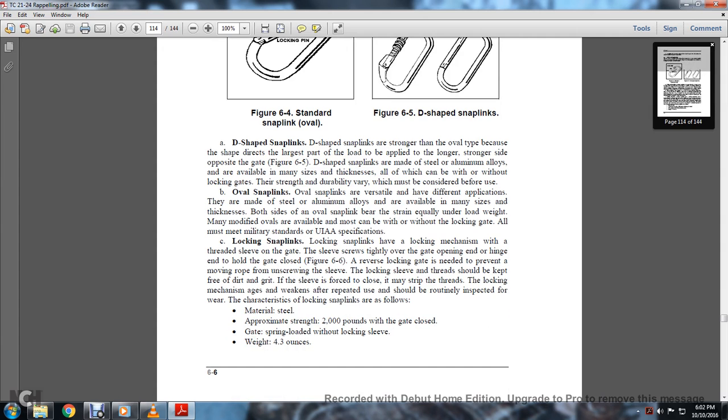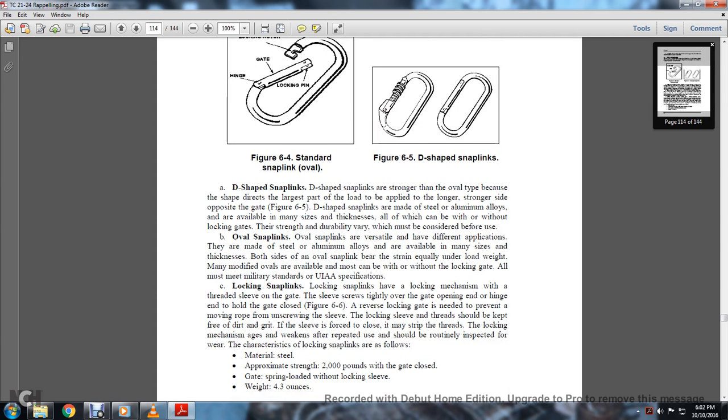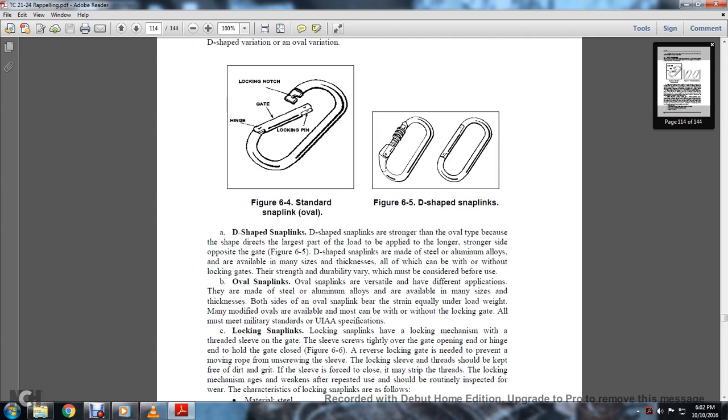The D-shaped snap links are stronger than the oval type because the shape directs the largest part of the load to be applied to the longer, stronger side opposite the gate. The D-shaped snap links are made with steel or aluminum alloys and are available in many sizes and thicknesses, all of which may come with or without locking gates. Their strength and durability vary and must be considered before use.